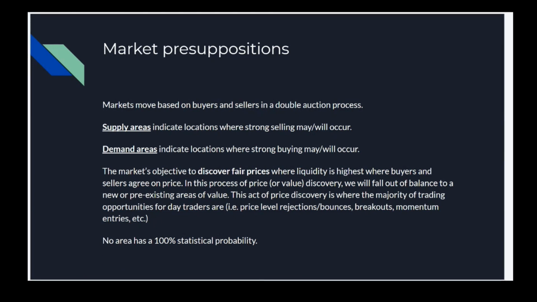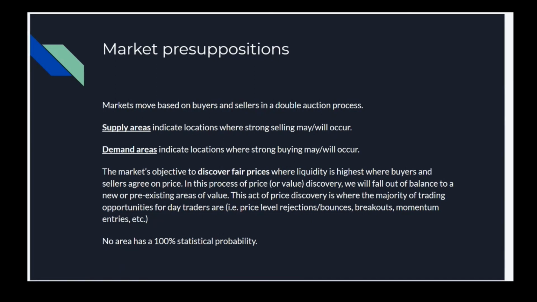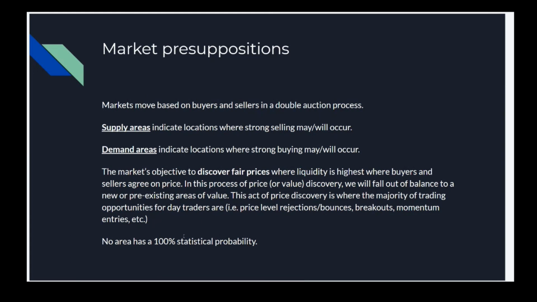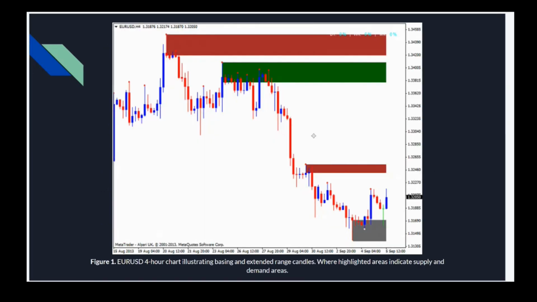And the market's objective is to discover fair prices where liquidity is usually highest and where buyers and sellers agree on a certain price. In this process of price discovery or value discovery, price will fall out of balance into new or pre-existing areas of value. And this active price discovery is where the majority of day traders make money. Some examples are price level rejection, bounces, breakouts, momentum trades, etc. And of course, not every single trade setup has 100% statistical probability. This is something we can all understand.